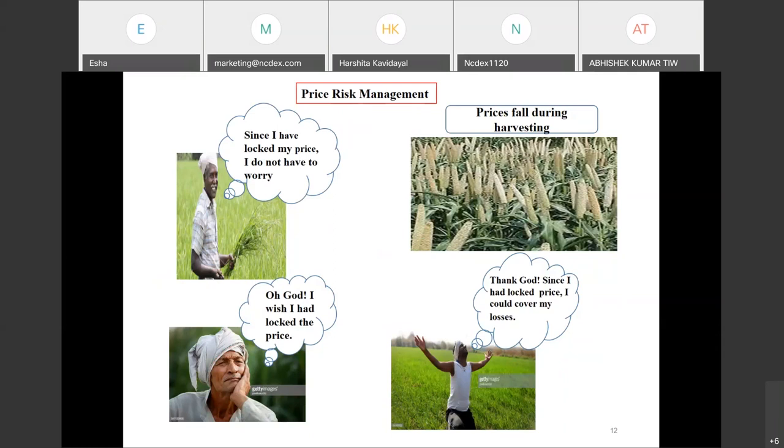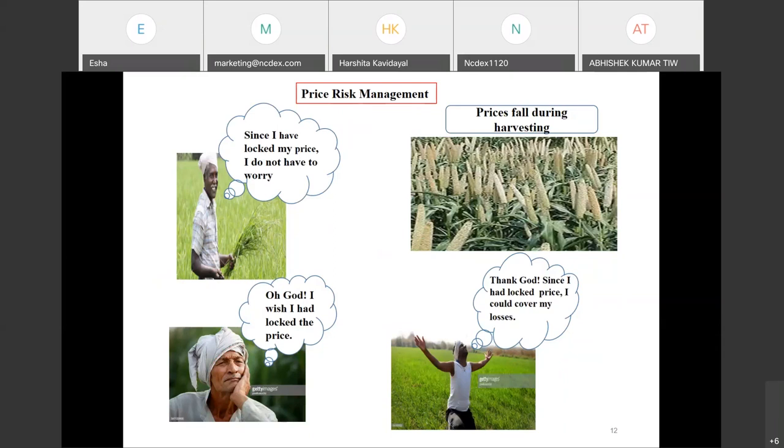This hedging mechanism works. It is nothing else but acquiring an opposite position in the future. What does it mean? You have to acquire the opposite position in the future market, which is opposite to ready. You have to take a future position which is opposite to ready.